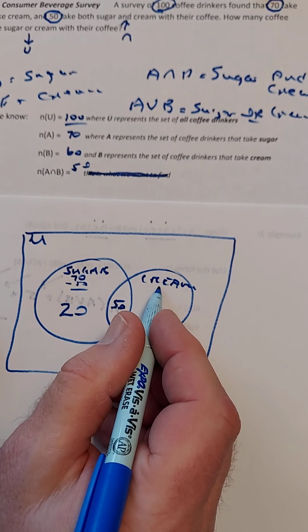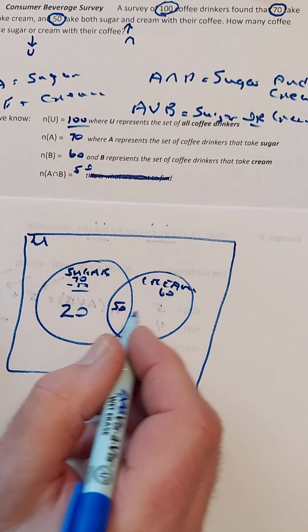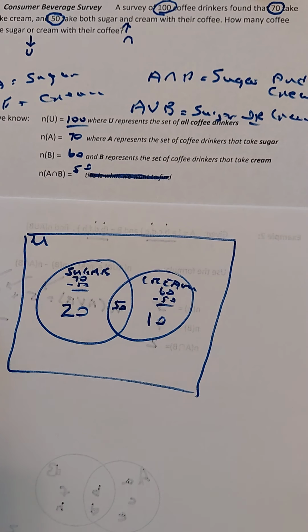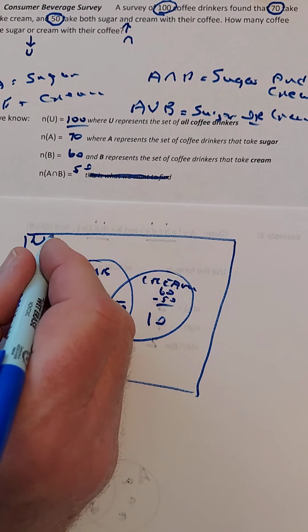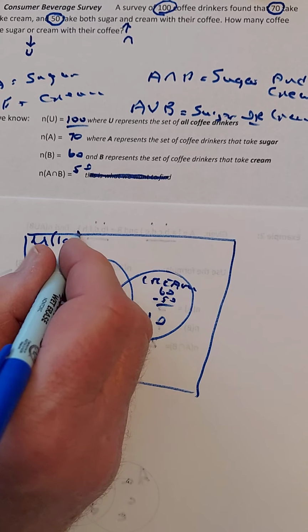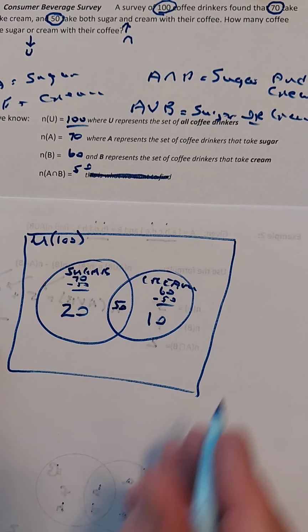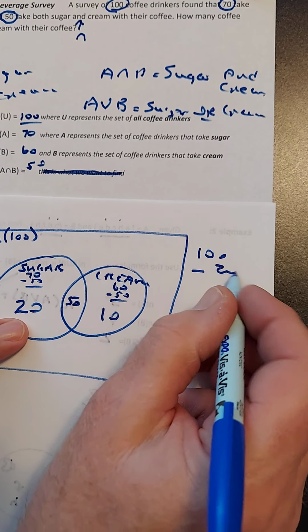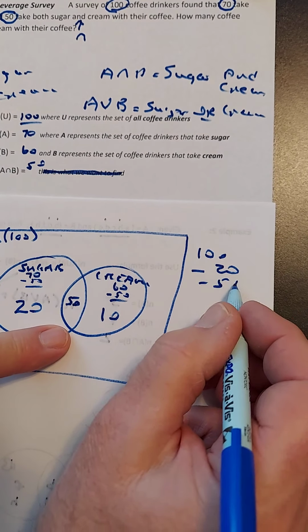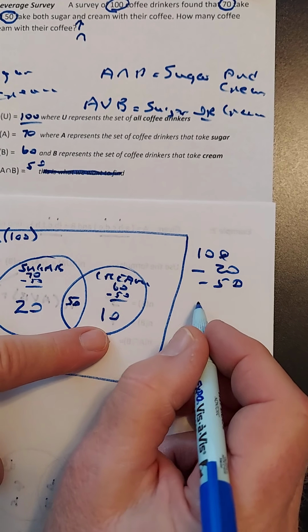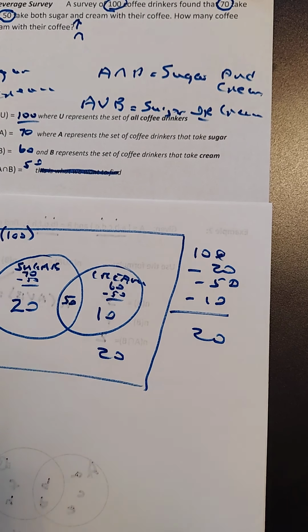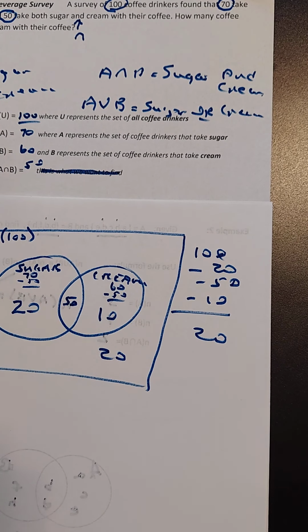For the cream, we know there's 60 altogether inside the circle. I've already used 50 of them, so that number is going to be 10. And then remember, in the universal set, at the very beginning, there was 100 people altogether. So if I take the 100 people I started with, and I subtract the 20 in that area, minus the 50 in that area, minus the 10 here, that means you got 20 out here.